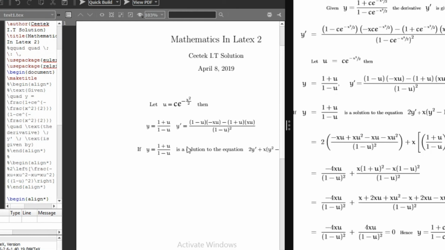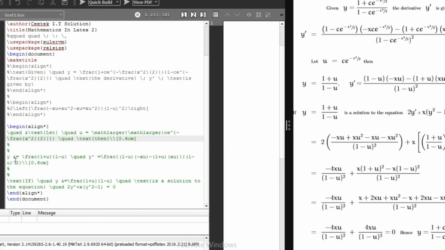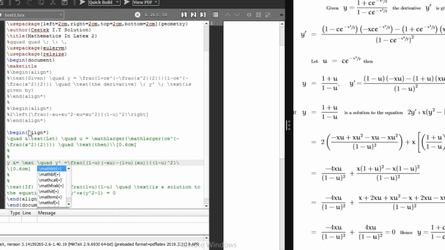Let's say we want to apply it to the right hand side of this equation, which is y is equal to 1 over 1 plus u over 1 minus u. So let's apply it to the 1 plus u over 1 minus u, which is right here. We copy this whole expression, and then we use mathlarger. That's the command we use from RealSize. Let me nest another one, so mathlarger, just to make it a little bit visible.